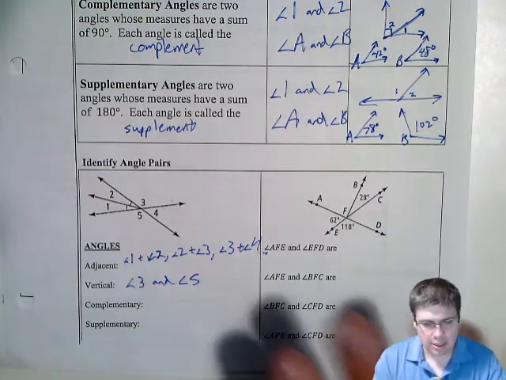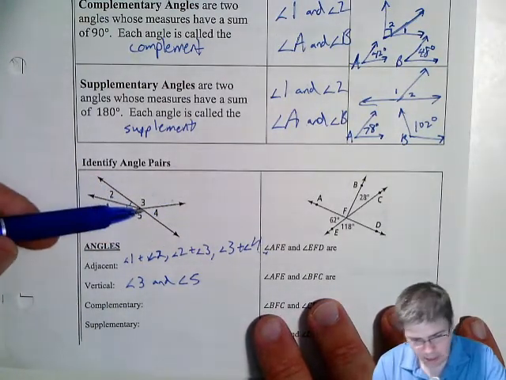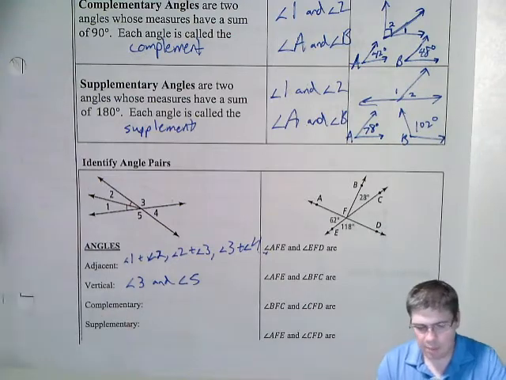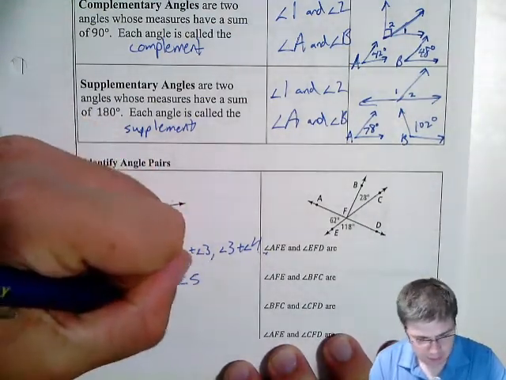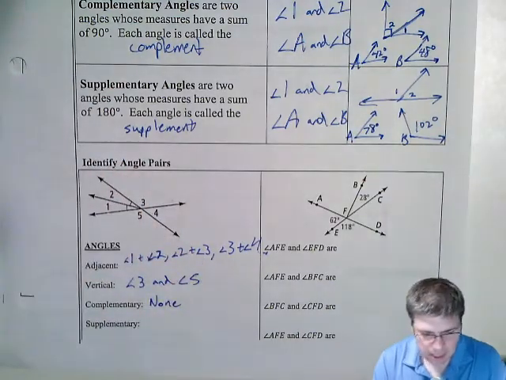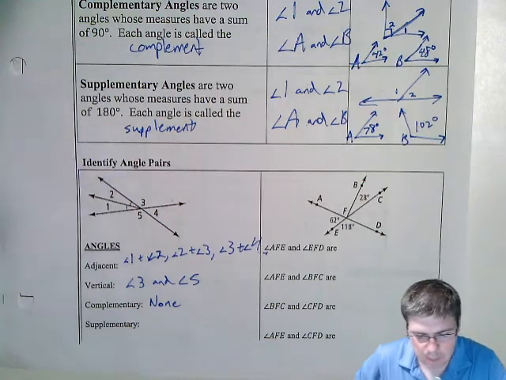Complementary angles, angles that add up to 90 degrees. Well, I don't see any right angles here. We're not going to eyeball it. So there are none that are obvious in that. So it doesn't appear that there are any complementary angles in that set.